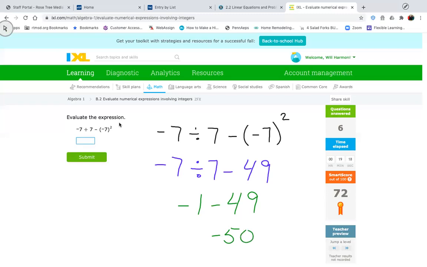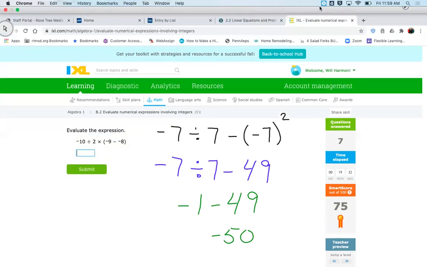Now, that is how to do B2. So here's what I want you guys to do today.